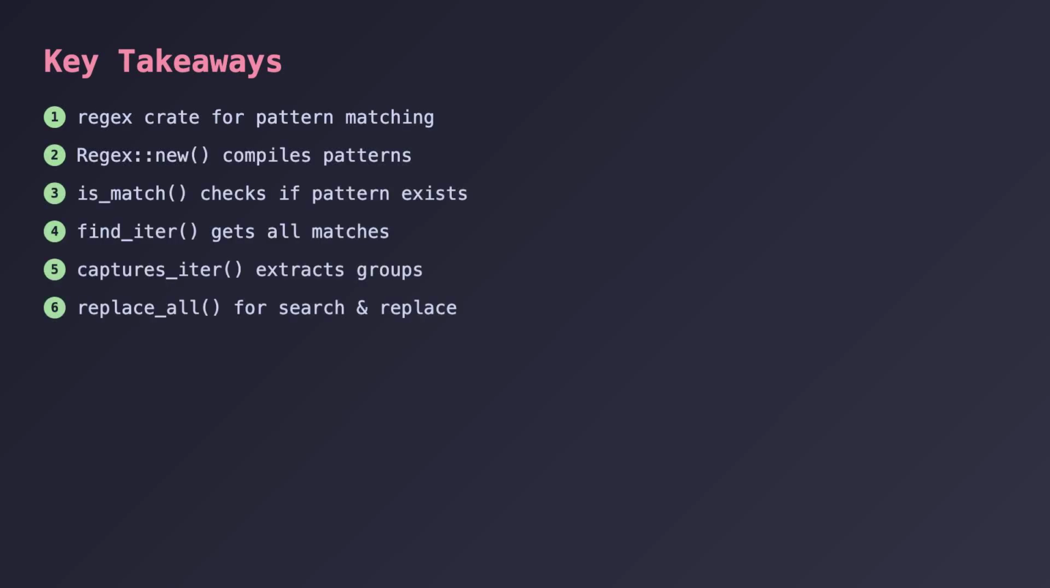Let's recap what we learned. The Regex crate handles pattern matching. Regex::new compiles your patterns. is_match checks if a pattern exists. find_iter and captures_iter get all matches. replace_all enables search and replace.